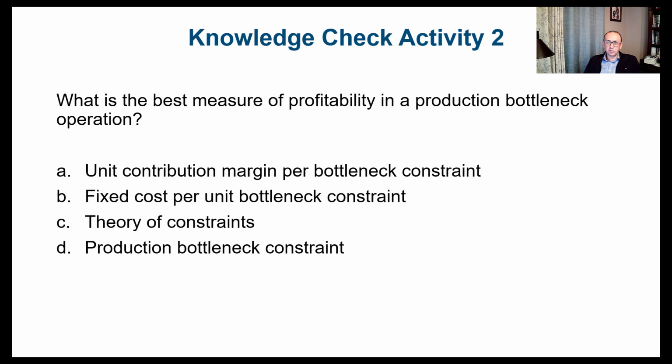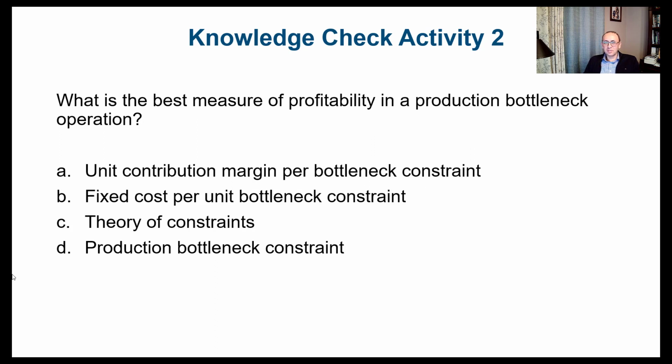Let's try another knowledge check activity. So what is the best measure of profitability in a production bottleneck operation? Is it the unit contribution margin per bottleneck constraint? I think that sounds reasonable. This is what we've been talking about. Fixed cost per unit bottleneck constraint. I don't think we ever talked about that. Theory of constraints, I think that's funny. Production bottleneck constraint.